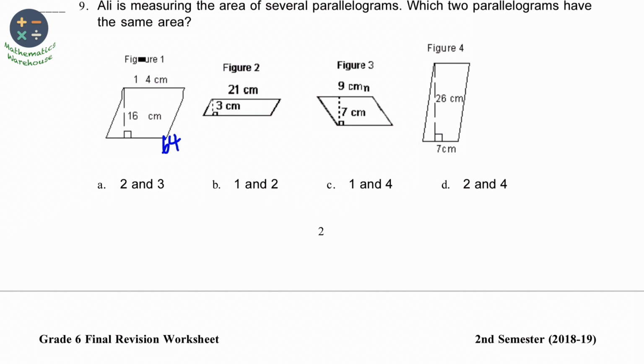Second one would be 21 times 3, which is 63. 9 times 7 equals 63, and 26 times 7 equals 182. It's clear for us now that figure 2 and figure 3 have the same area, which is 63. So the answer would be A.